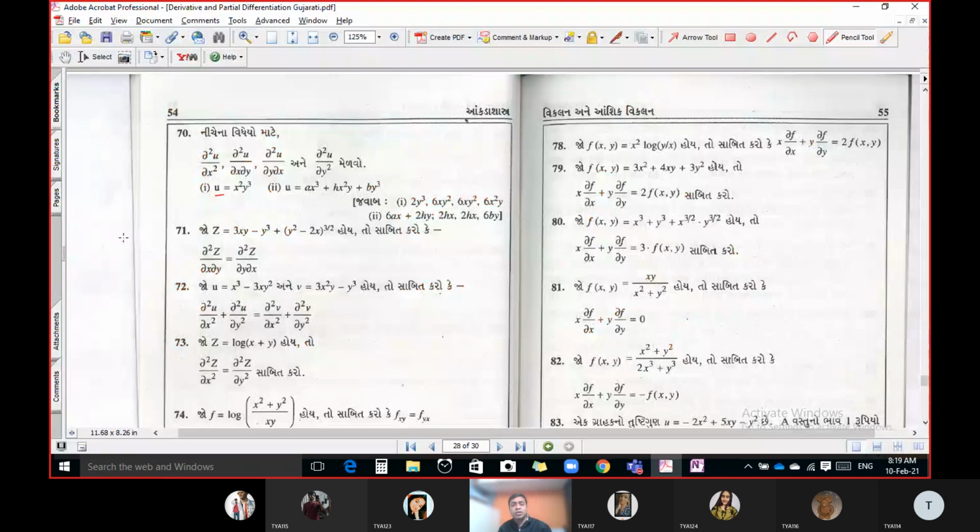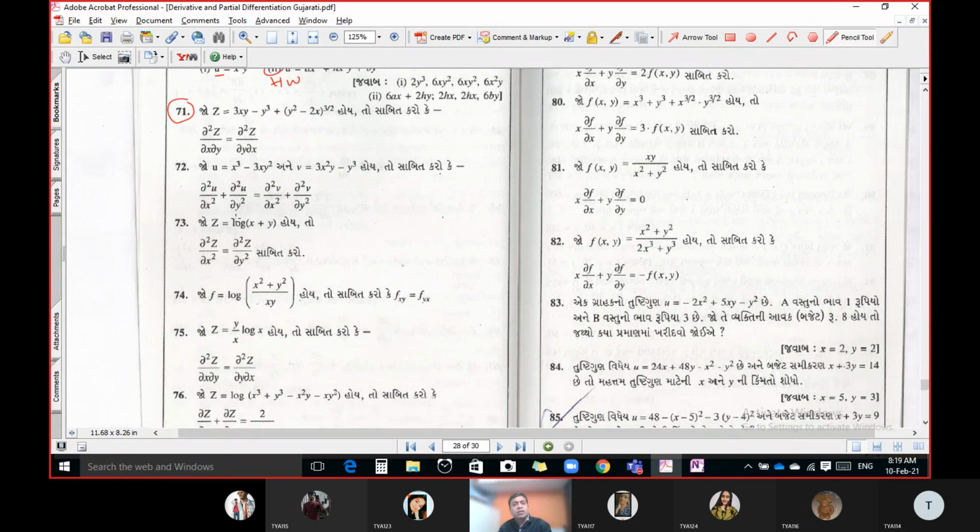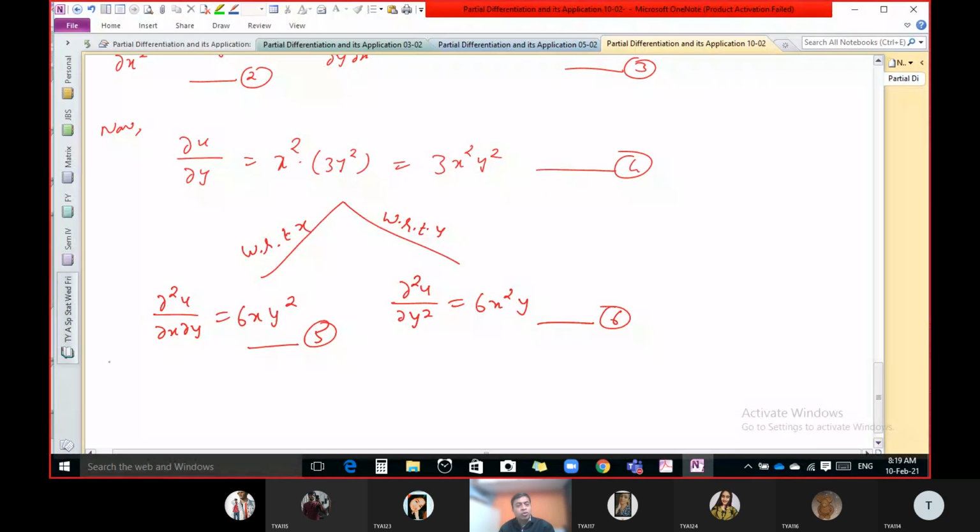So it is not that much difficult. Now the same thing you can do for this. Consider this your homework, the 72nd one. Let us do this question, 71. In this 71, it is given that if z is equal to this, then prove this thing. But here we have to prove that thing.